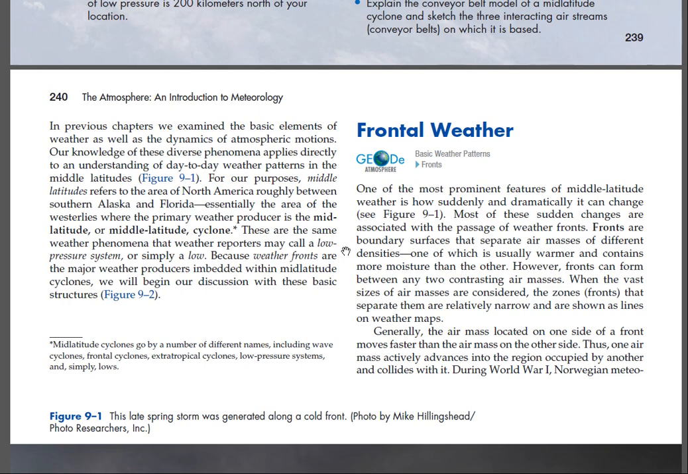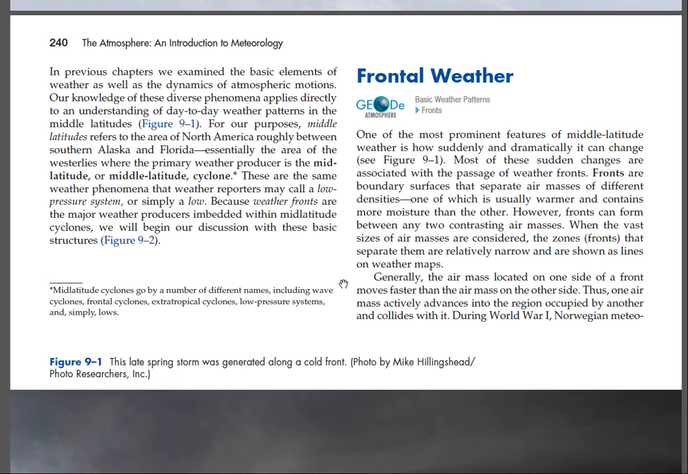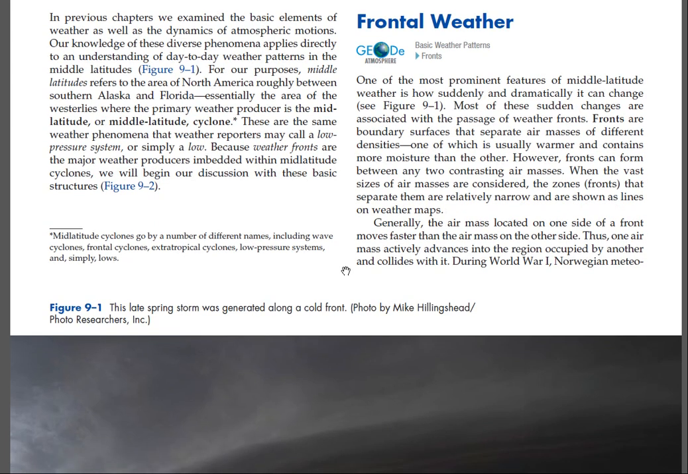However, fronts can form between any two contrasting air masses. When the vast sizes of air masses are considered, the zones, fronts, that separate them are relatively narrow and are shown as lines on weather maps. Generally, the air mass located on one side of a front moves faster than the air mass on the other side. Thus, one air mass actively advances into the region occupied by another and collides with it.